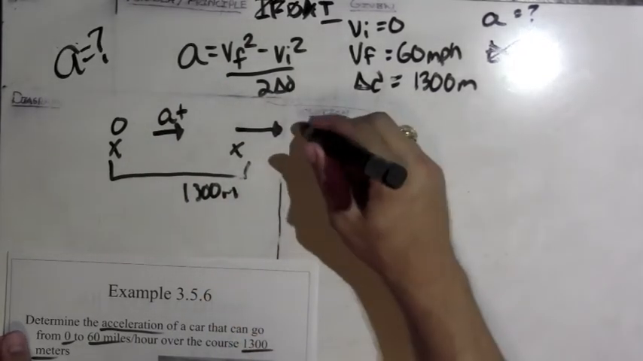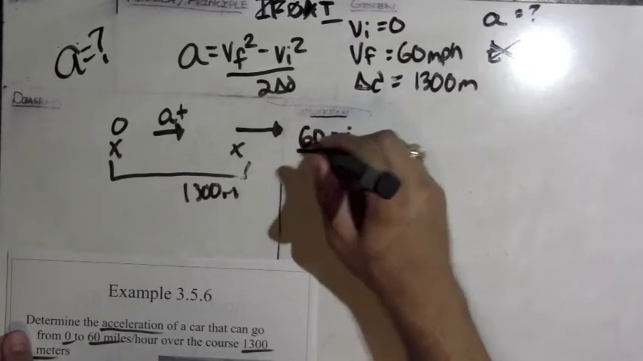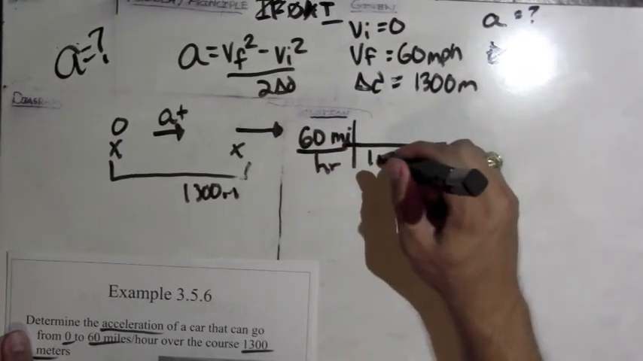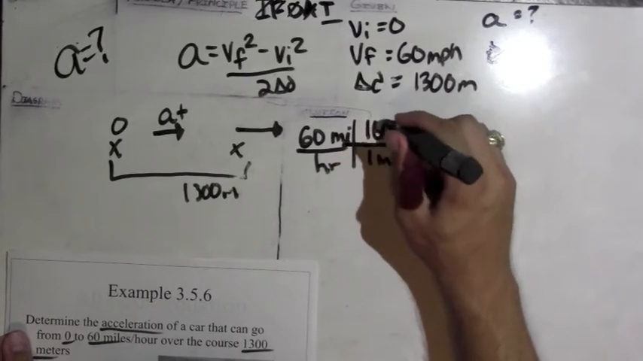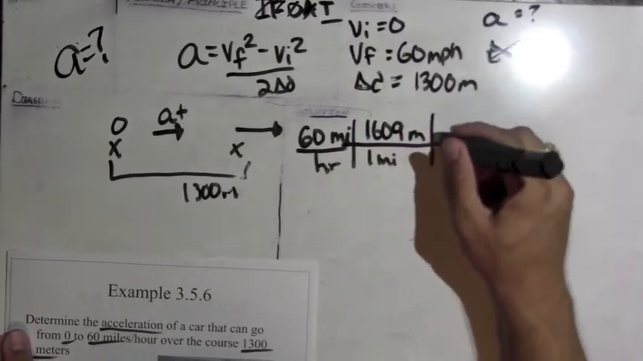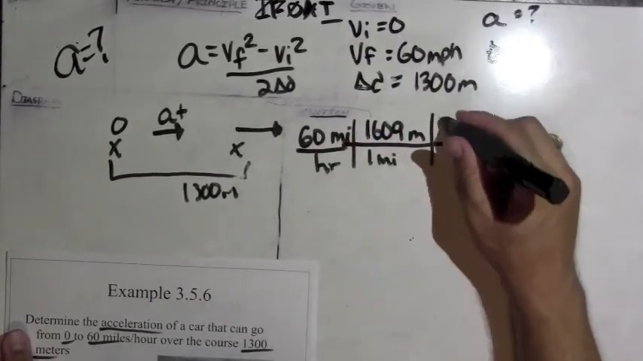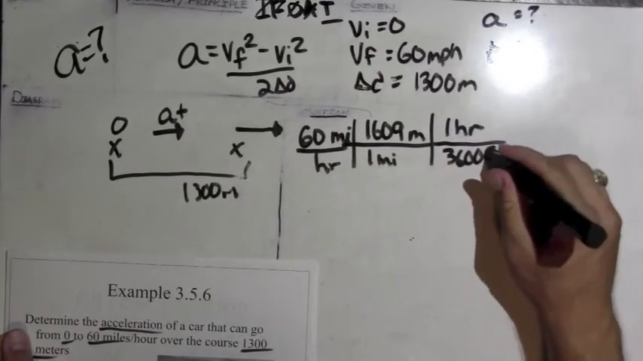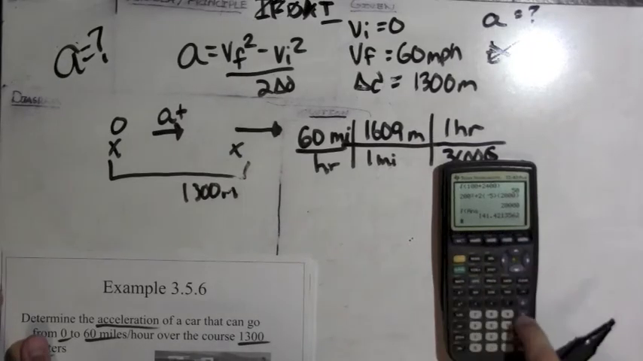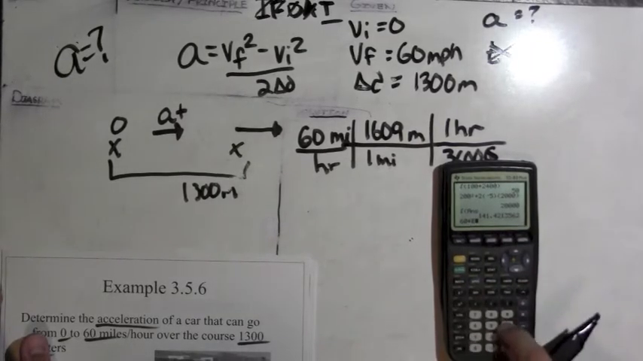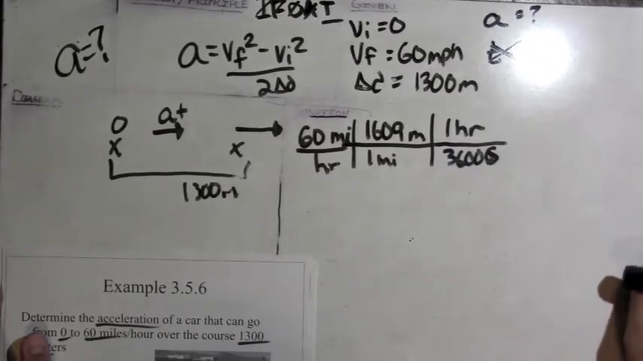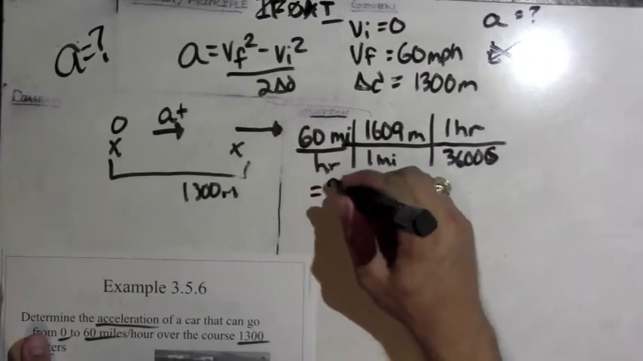So now, 60 miles per hour, and we convert: 1 mile, 4 times around the track, is 1,609 meters. 1 hour is 3,600 seconds. So that ends up being 60 times 1,609 divided by 3,600, which is 26.8 meters per second.